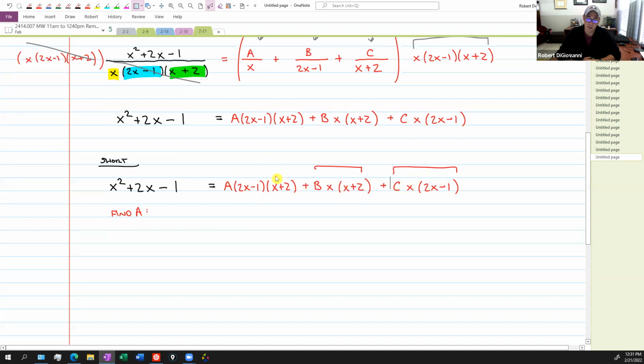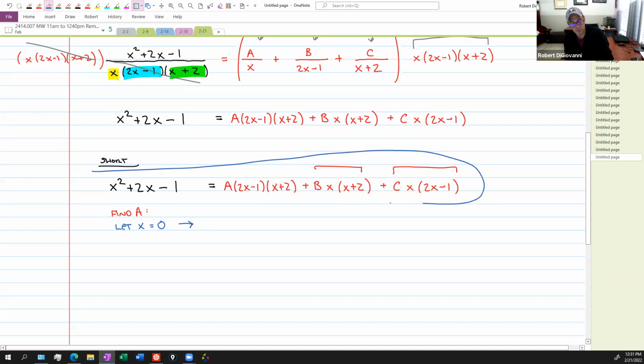If I put x to be 0 here, it'll kill this, and it'll kill this, but it will not kill this. So what I'm going to do now is let x be 0. And when I say that, what I mean is let x be 0 on the entire expression. Replace all your x's with 0. So the left side of this becomes 0 squared plus 2 times 0 minus 1. So the left side is -1. Everyone understand? I'm just plugging 0 into the left side for x. On the right-hand side, I get A.